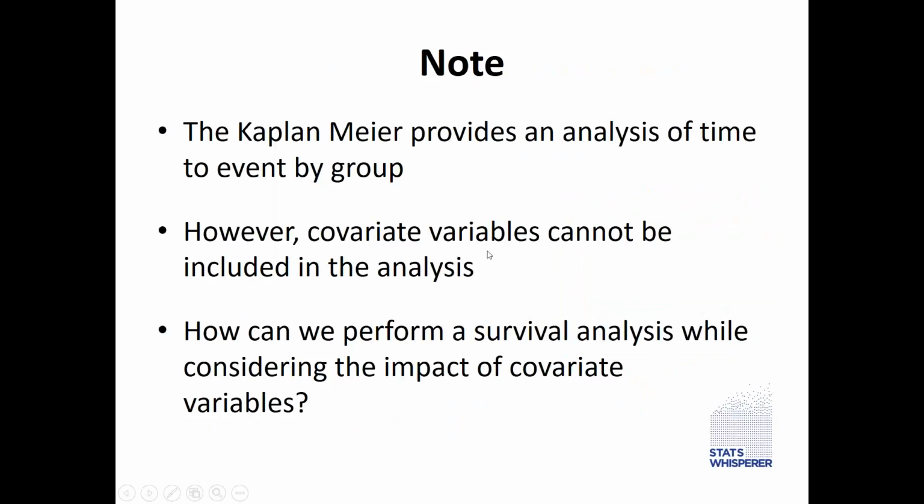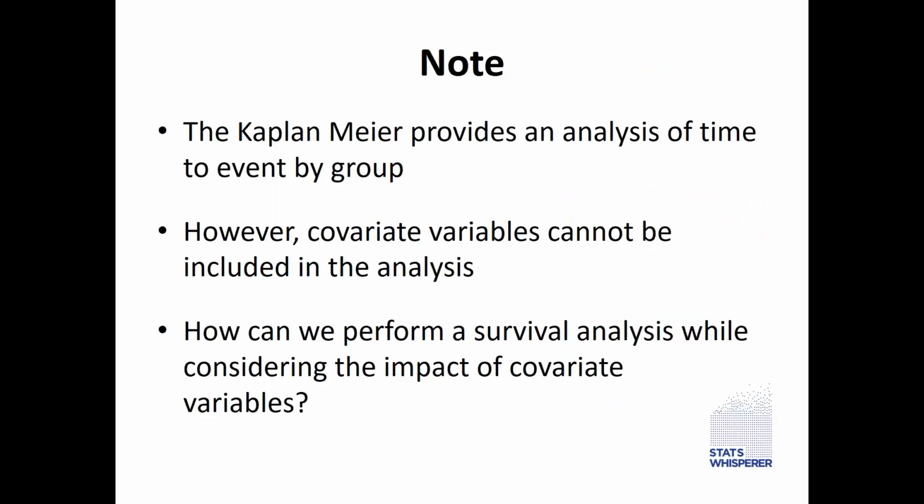Okay, now note, the Kaplan-Meier provides an analysis of time to event per group. However, covariates cannot be introduced into the analysis. So how can we perform a survival analysis while considering the impact of covariate variables?